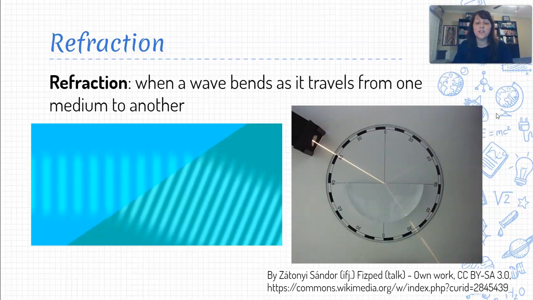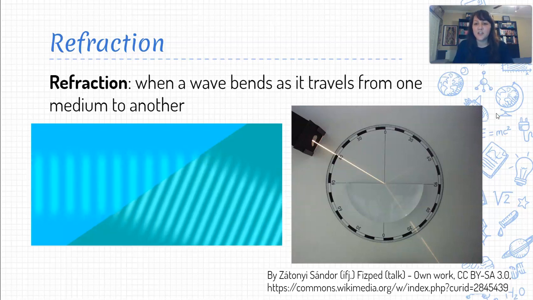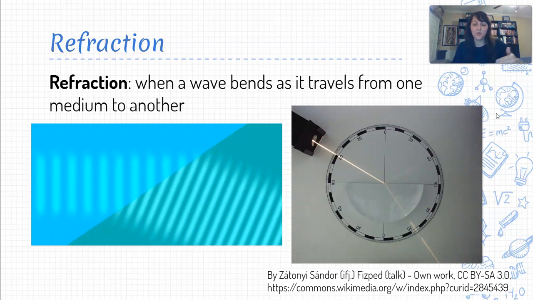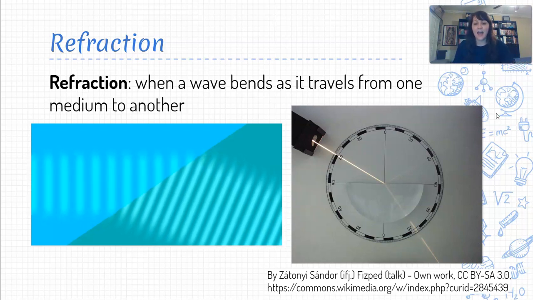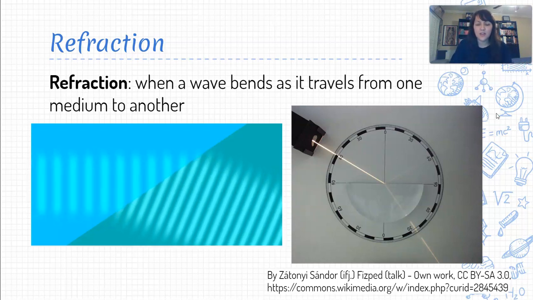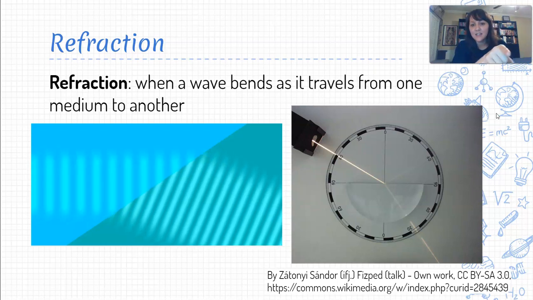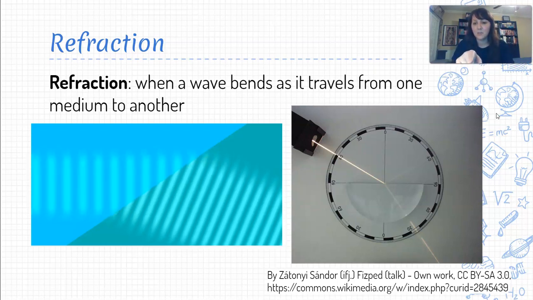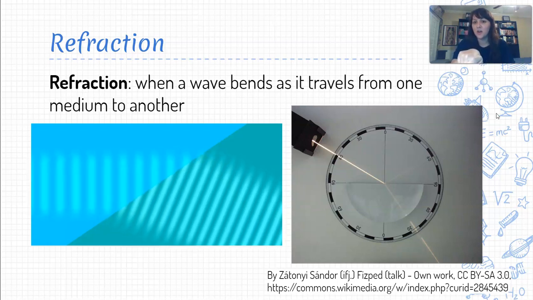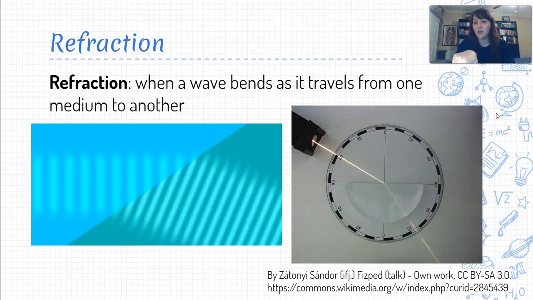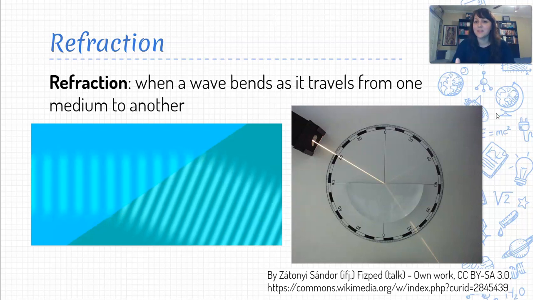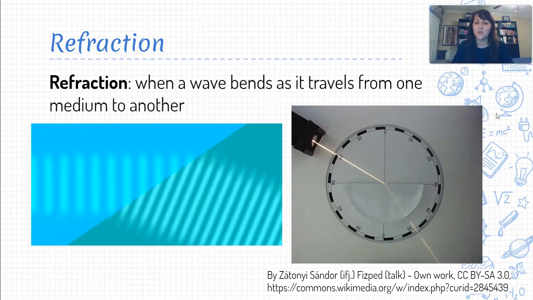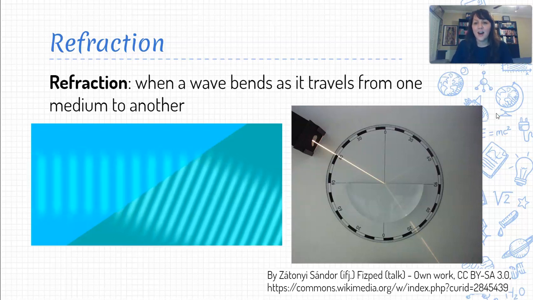Over on the right, you can see a photo of refraction in action. So we've got a light being directed at an angle at an acrylic block right there. You can see that the light's moving in a straight line initially, and then once it hits the block, it's no longer continuing on in the same straight line. It bends downward and then continues on in a straight line through the acrylic from there.